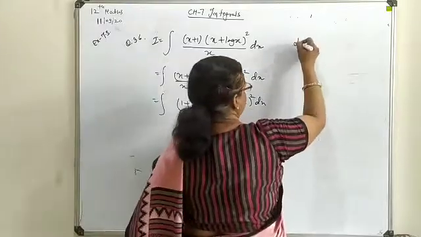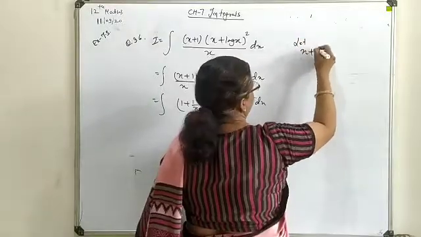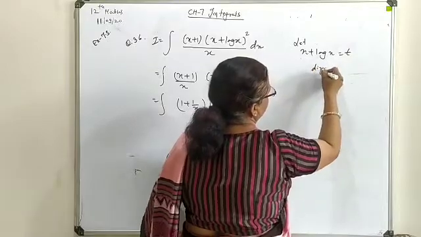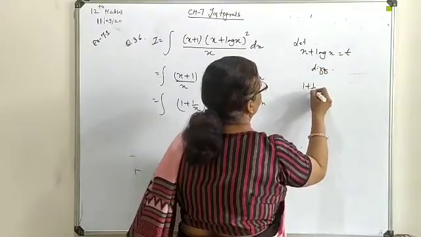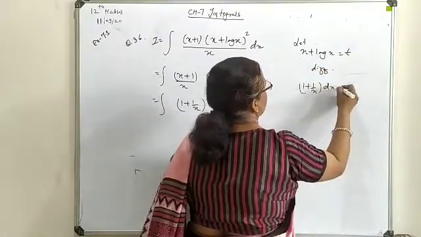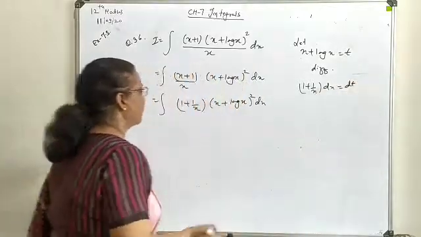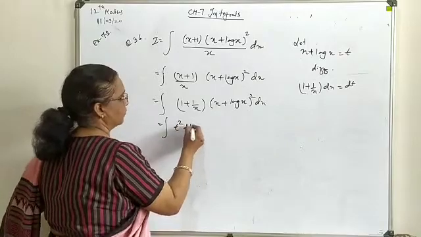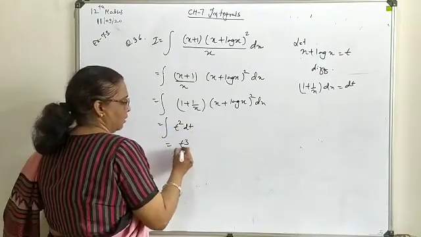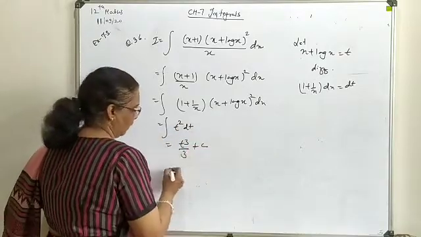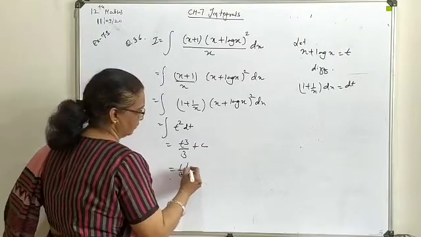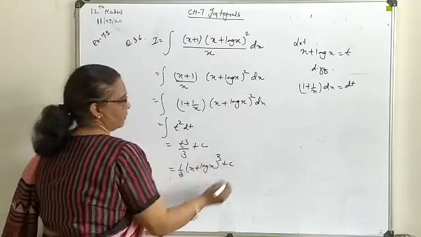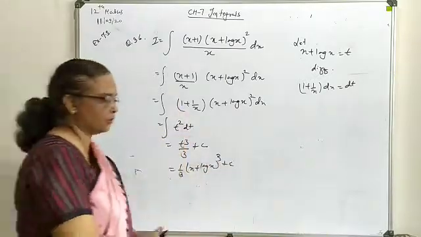Let x plus log of x be t. Differentiate: this is 1 plus 1 upon x dx as a dt form. Now get your question converted. This is t square and dt. Integrate, then substitute t back. So this way this situation is to be handled.